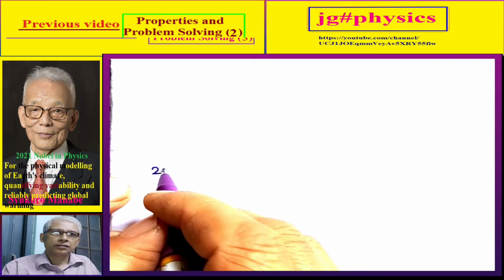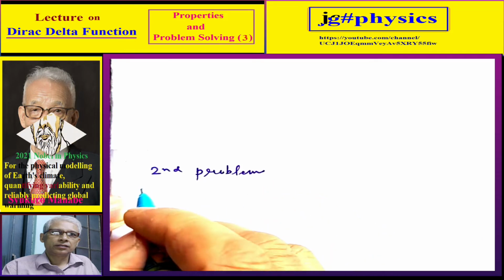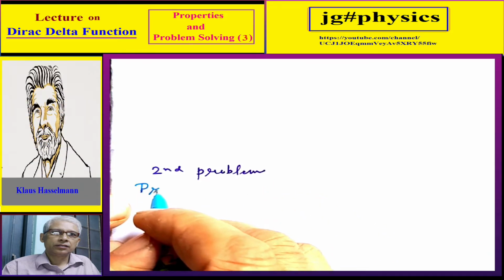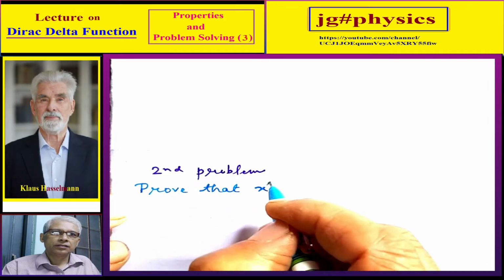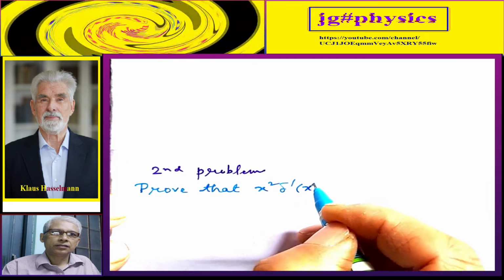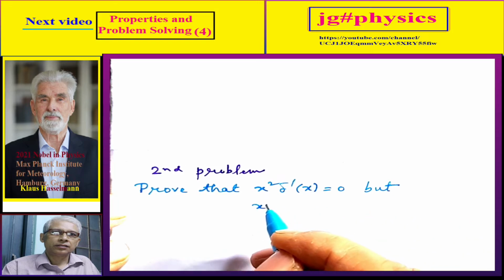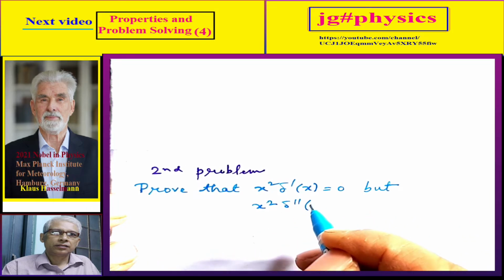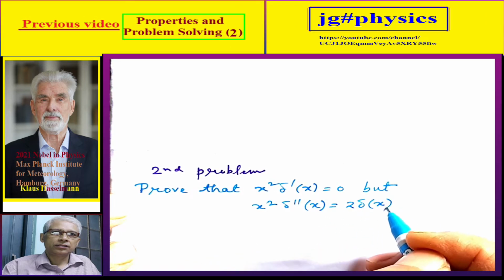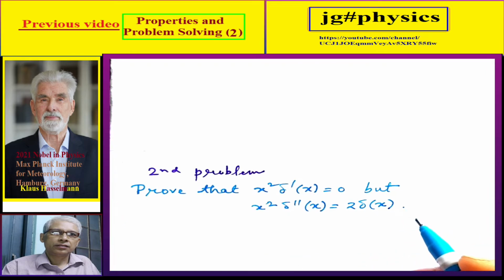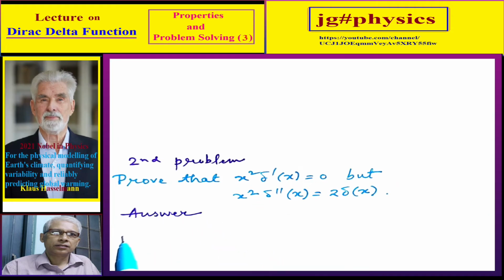We come to the second problem now, which is prove that x square delta prime of x equal to 0. But x square delta double prime of x is twice of delta of x, prime indicating first derivative and double prime indicating second derivative. Let us come to the answer now.